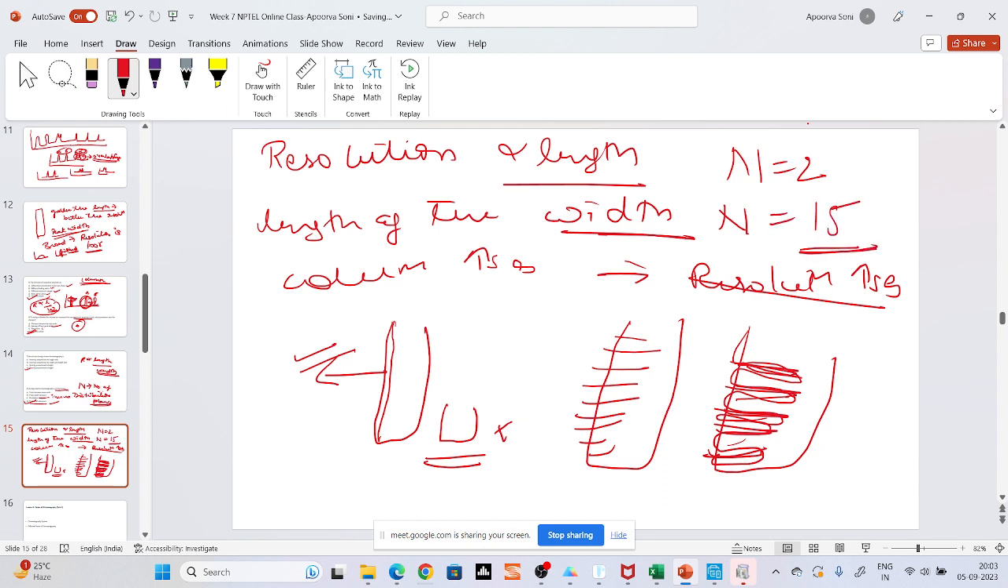n equals 50 means more distribution plates. More distribution plates means more surface area. More surface area would be better separation of the mixture. That means more would be the resolution. And obviously when the resolution is more, then the width of the peak would be less, because it is inversely proportional to the resolution. This is the basic general idea about how it is done.